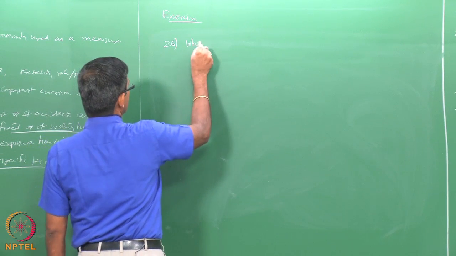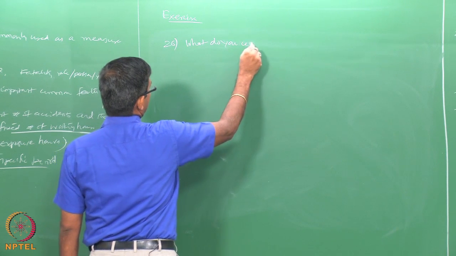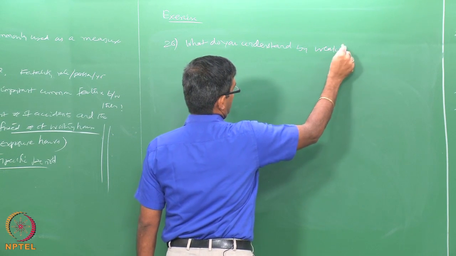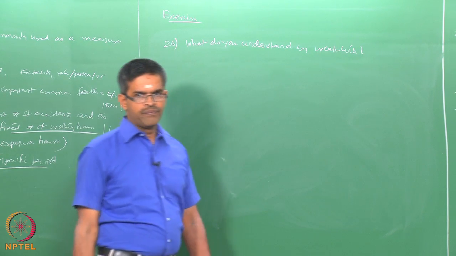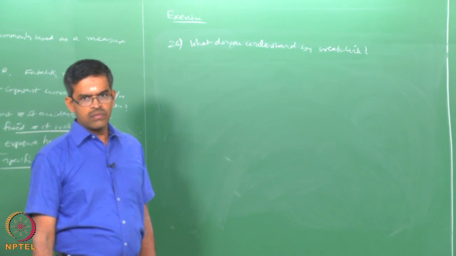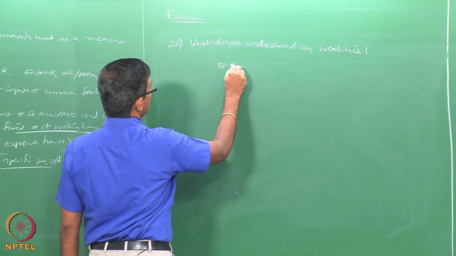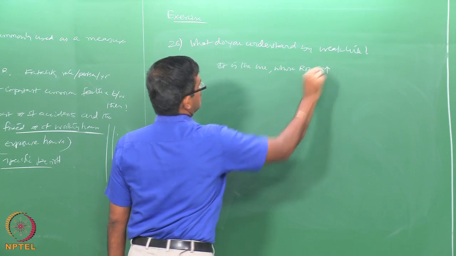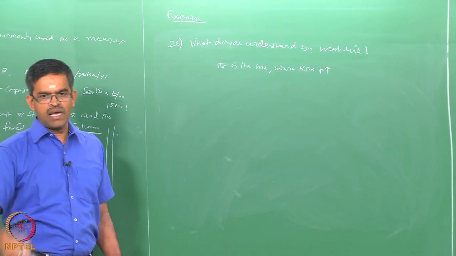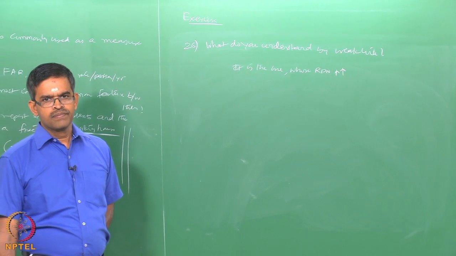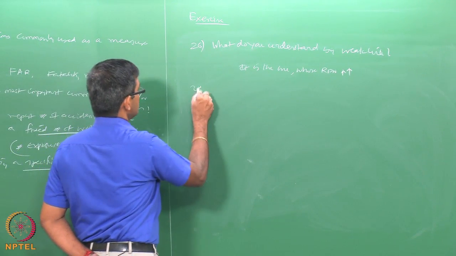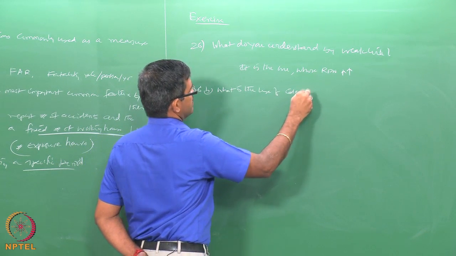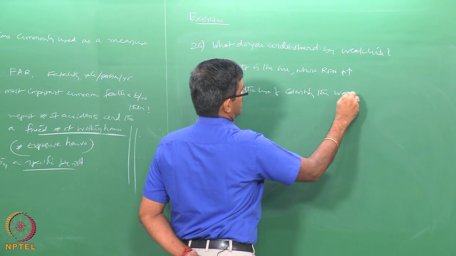What do you understand by weak link? Weak link is the one whose risk priority number is the maximum or the highest rank of failure. What is the use of identifying the weak link?